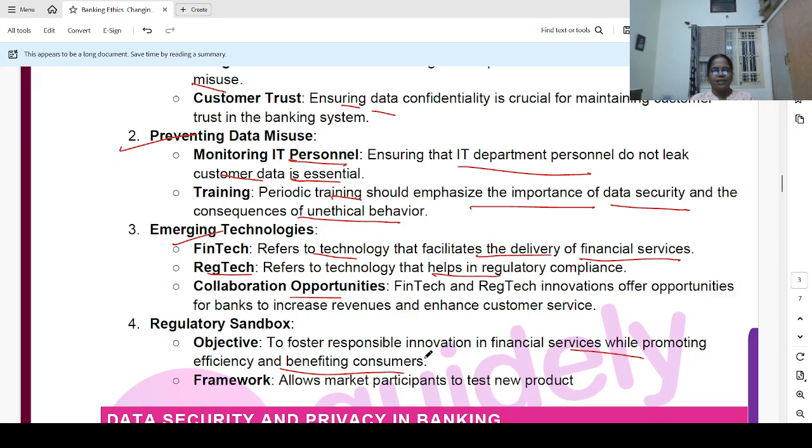Regulatory sandbox: to foster responsible innovation in financial services, while promoting efficiency and benefiting the consumers. The framework allows market participants to test a new product. They have to allow market participants to test any new innovation or new technology that comes into the picture. It should be tested so that it does not harm any people, the society, or the customer, and does not affect customer loyalty, customer awareness and customer safety.